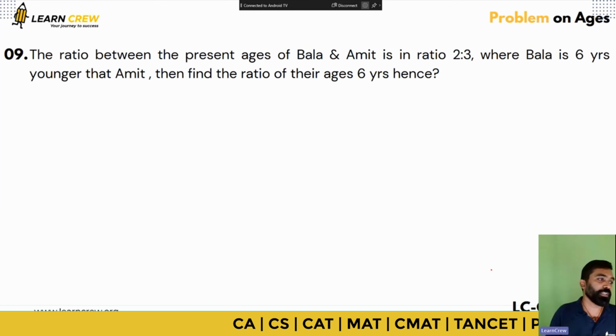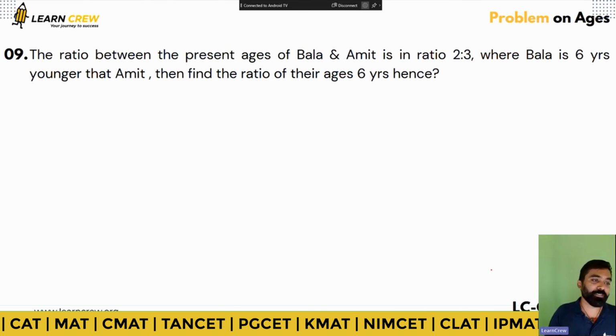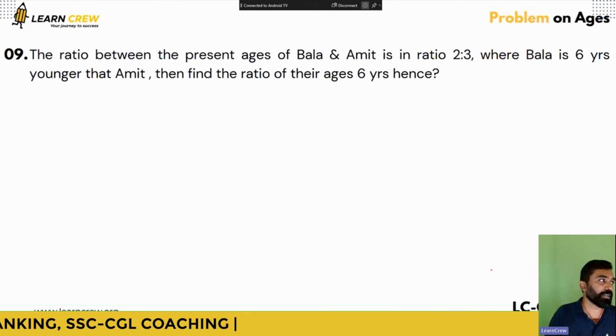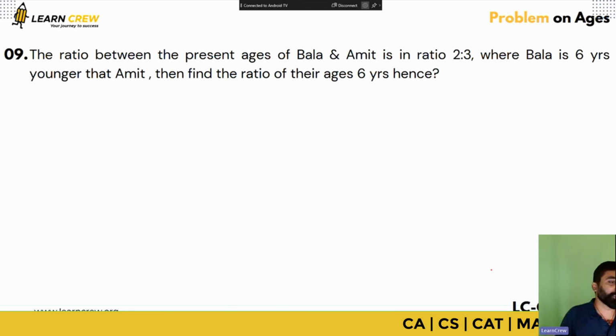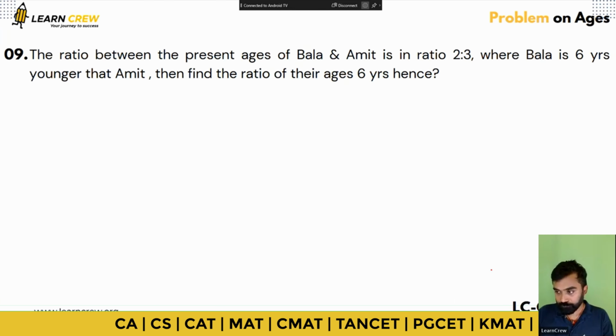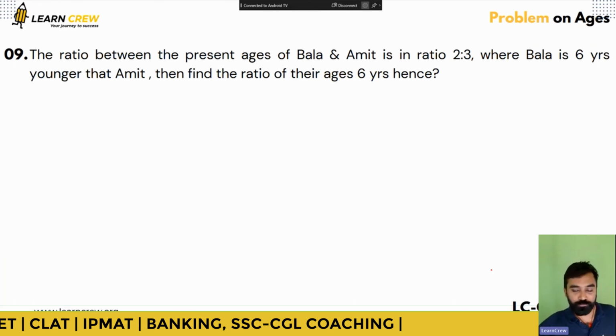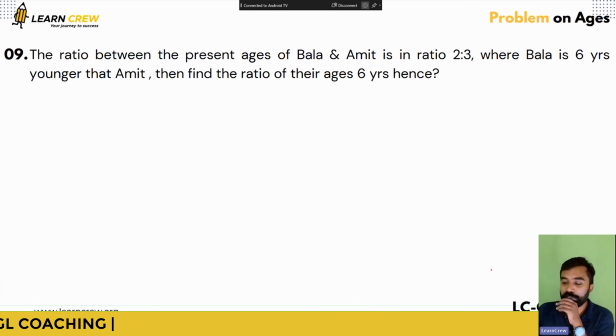Let's see. The present ages of Bala and Amit are in the ratio 2:3, where Bala is 6 years younger than Amit. Then find the ratio of ages 6 years hence. 3:4. Sorry, 3:4. Find the ratio of the ages. Yes, 3:4.